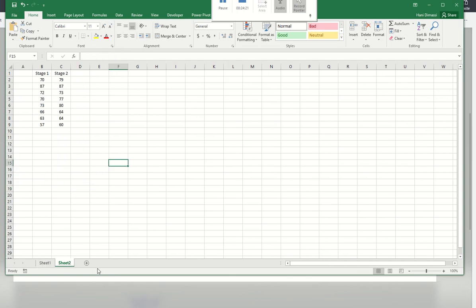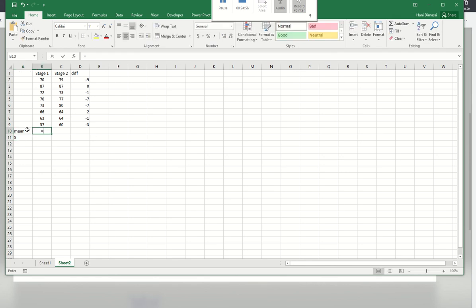Okay, I already had set it up here. You have stage 1 and stage 2. These are the diastolic blood pressure, stage 1 and stage 2. I'm going to calculate the difference between the two. It doesn't matter which one you do, so this time I'm going to do stage 1 minus stage 2, just to show you that you can do either. Okay, so these are the values of the differences.